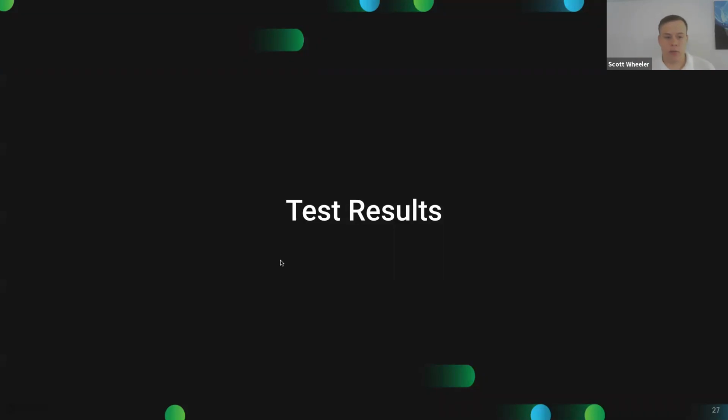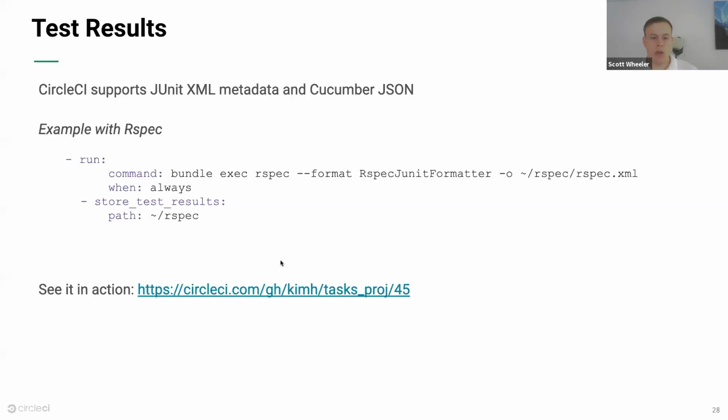Moving into test results. CircleCI supports JUnit XML metadata and Cucumber JSON. Test results need to be stored in a folder. In the example on the screen, we're storing test results from the root directory /rspec. The test results also exist in this directory. You should not target the test results file specifically when using store test results.